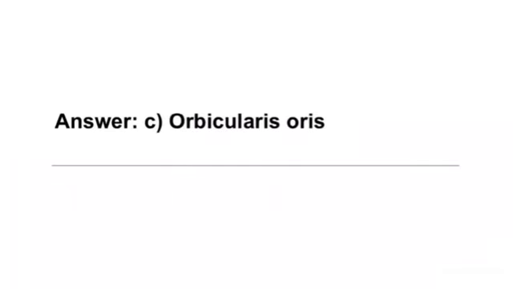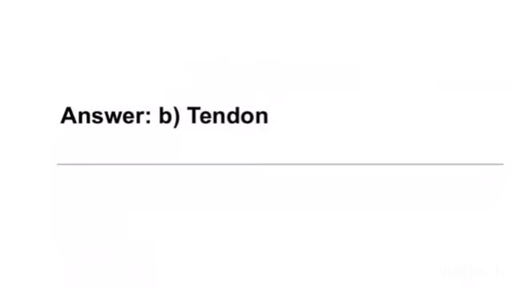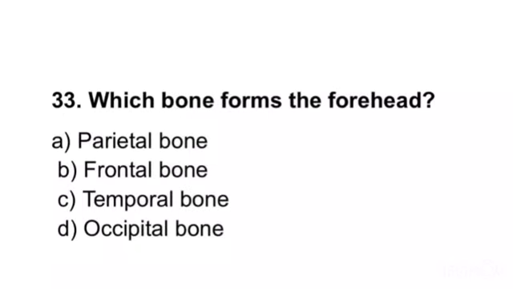Orbicularis oris. 32. Which connective tissue attaches muscle to bone? A. Ligament. B. Tendon. C. Cartilage. D. Fascia. Answer: B. Tendon. 33. Which bone forms the forehead? A. Parietal bone. B. Frontal bone. C. Temporal bone. D. Occipital bone. Answer: B. Frontal bone.